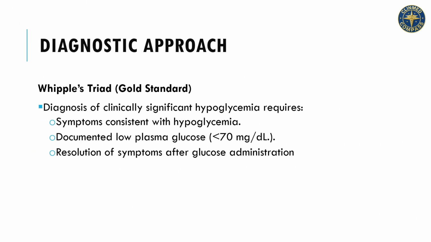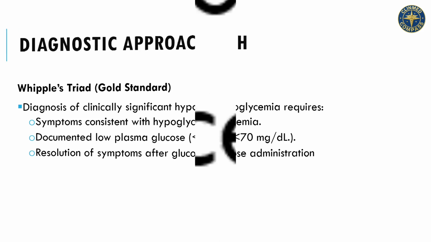The diagnosis of clinically significant hypoglycemia is based on the gold standard known as Whipple's triad. This requires 3 key elements. The first, symptom consistent with hypoglycemia, either autonomic or neuroglycopenic. The second, documented low plasma glucose, typically less than 70 milligrams per deciliter. And the third, resolution of symptoms after glucose administration.